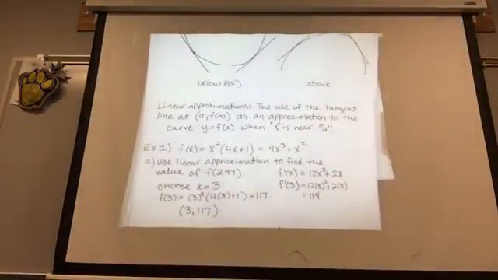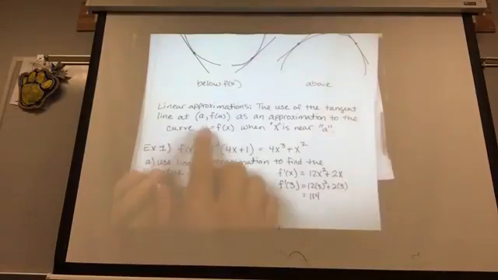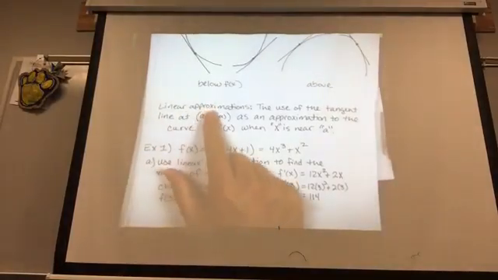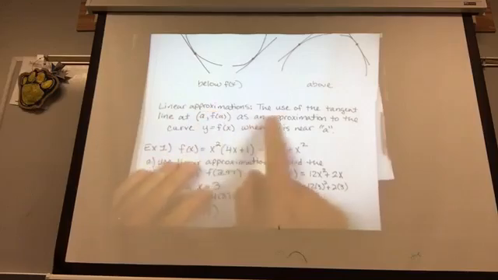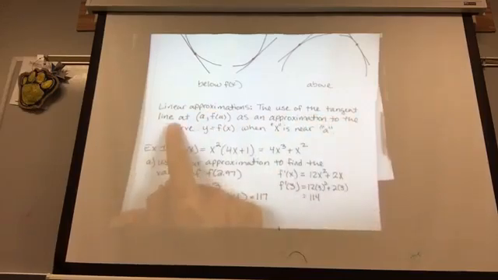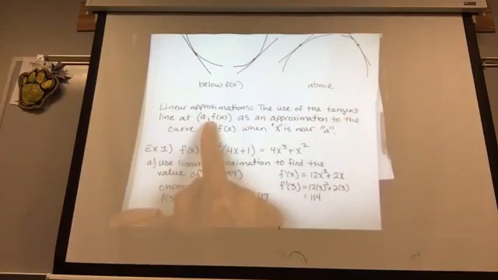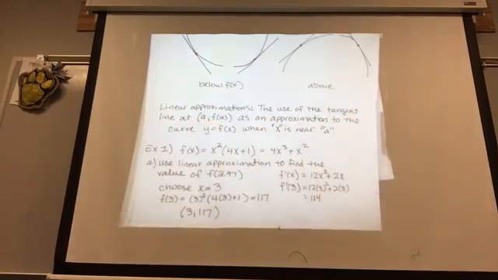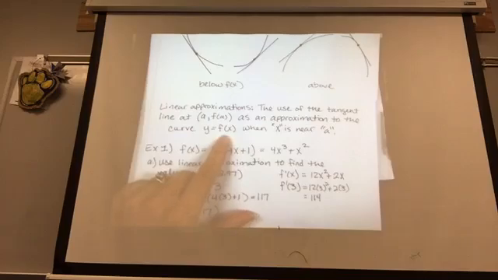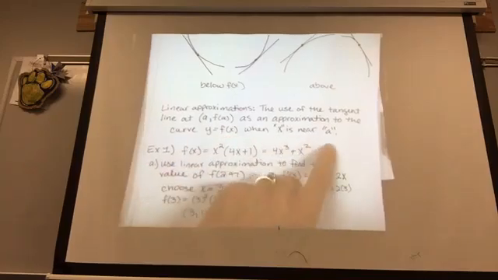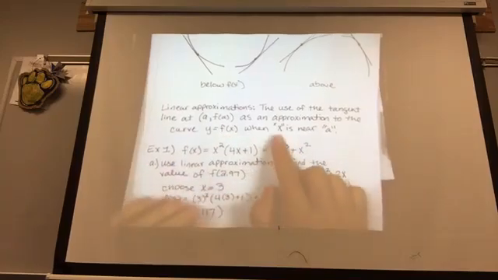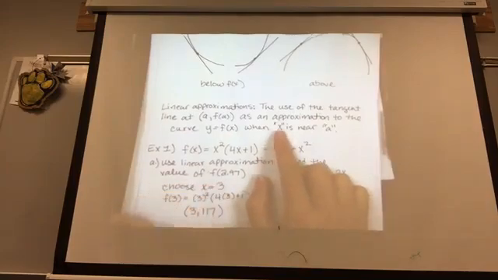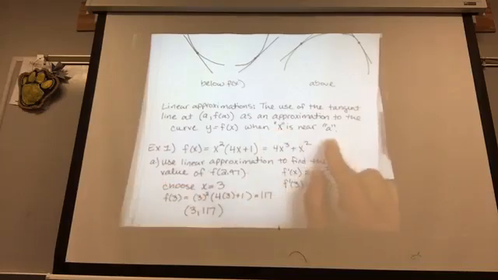Our notes are over linear approximations. So I'm just going to reread what the linear approximation is. It's the use of the tangent line at a point as an approximation to the curve y equals f of x when x is near a. So I'm trying to find an approximation of what f of some x value would be by using what it's close to.